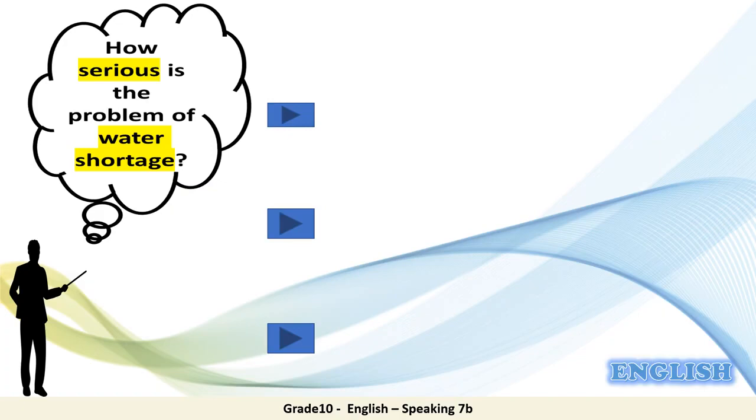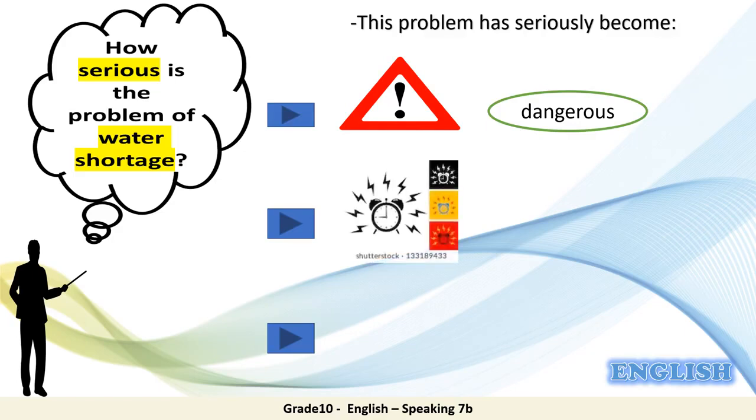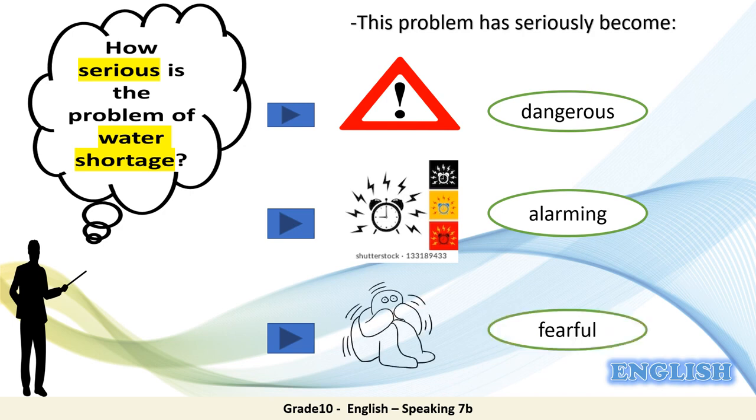Let's correct. Yes, indeed. You guessed it right. The first adjective to describe water scarcity is seriously dangerous. Excellent. Another adjective is alarming. This problem is alarming. One more adjective is fearful. Very good.